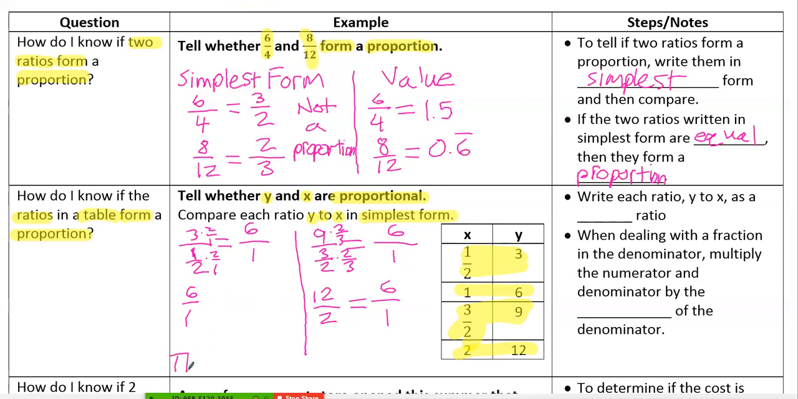The ratios y to x, that should have been a y. Look at that. You just make that thick enough and it becomes a y. Y to x are proportional.